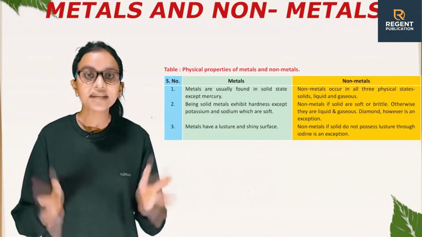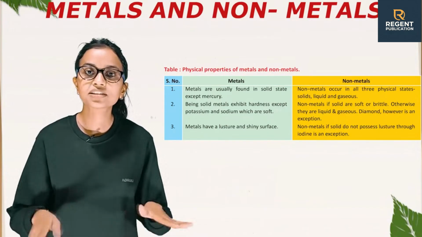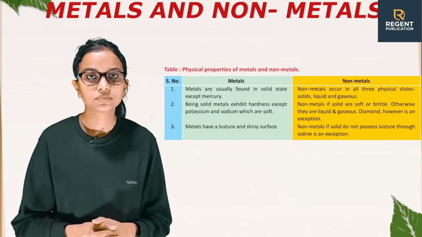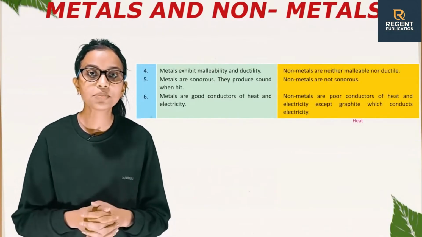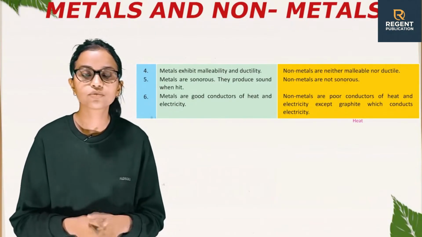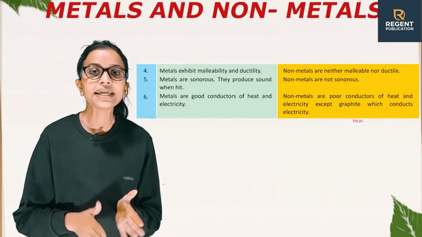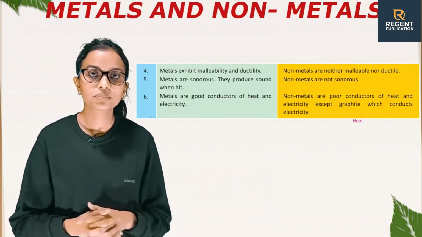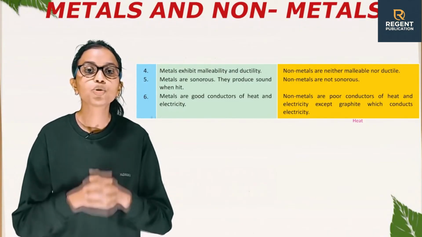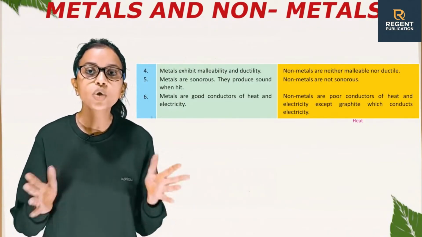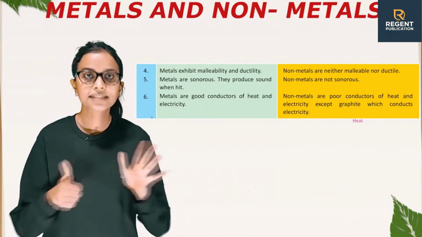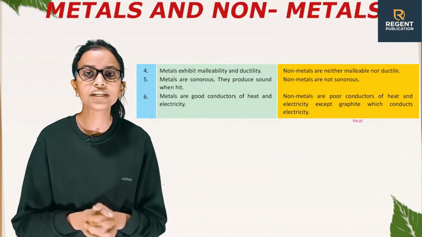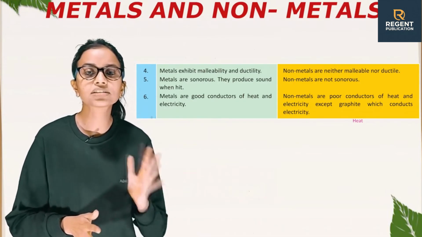Third, metals have a luster and shiny surface. Non-metals, if solid, do not possess luster, though iodine is an exception. Fourth, metals exhibit malleability and ductility. Non-metals are neither malleable nor ductile. Fifth, metals are sonorous. They produce sound when hit. Non-metals are not sonorous. Sixth, metals are good conductors of heat and electricity. Non-metals are poor conductors of heat and electricity except graphite, which conducts electricity.